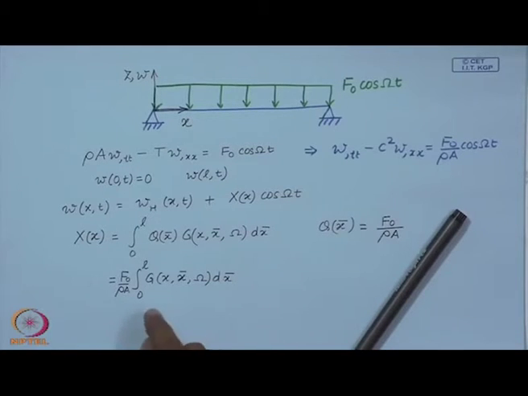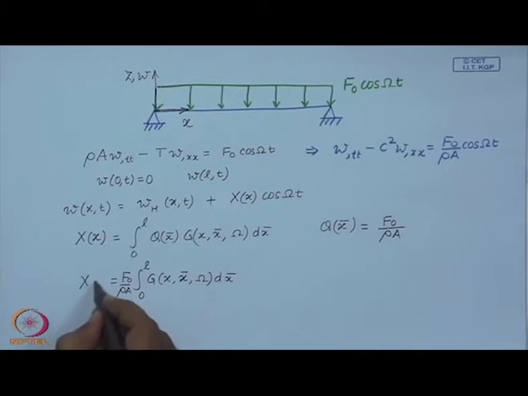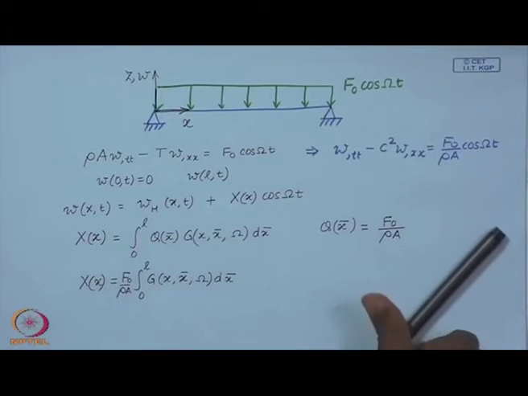Now, we are looking at this string from 0 to L. We want to find out the amplitude function capital X at any location x, an arbitrary location x. Now, this integration has to be performed over x bar from 0 to L.